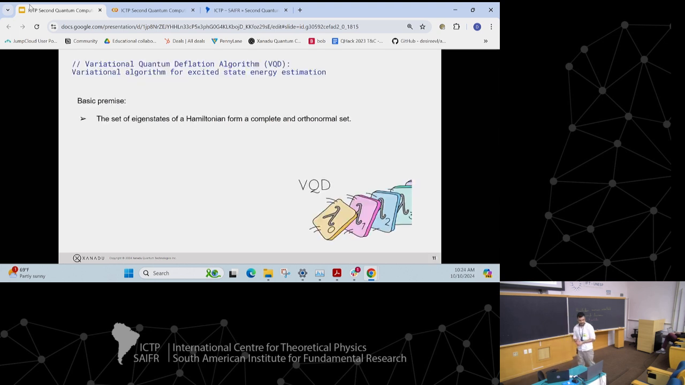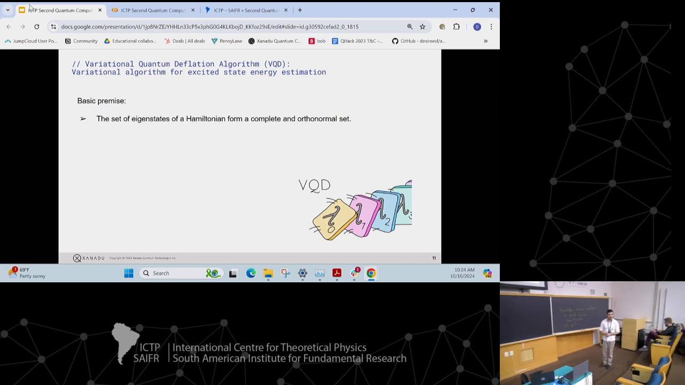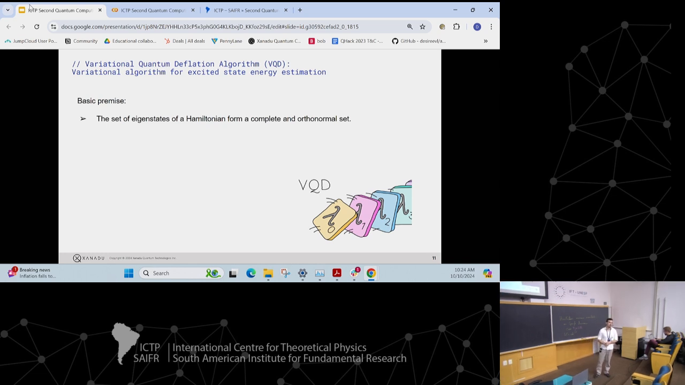So, as I said, there are several algorithms to do this. One of the easier ones to understand is this variational quantum deflation algorithm, which, as the name implies, is still a variational algorithm. The basic idea here is actually quite simple. You start off with the fact that if you know the eigenstates of your Hamiltonian or some approximation of them, they should form a complete and orthonormal basis set.